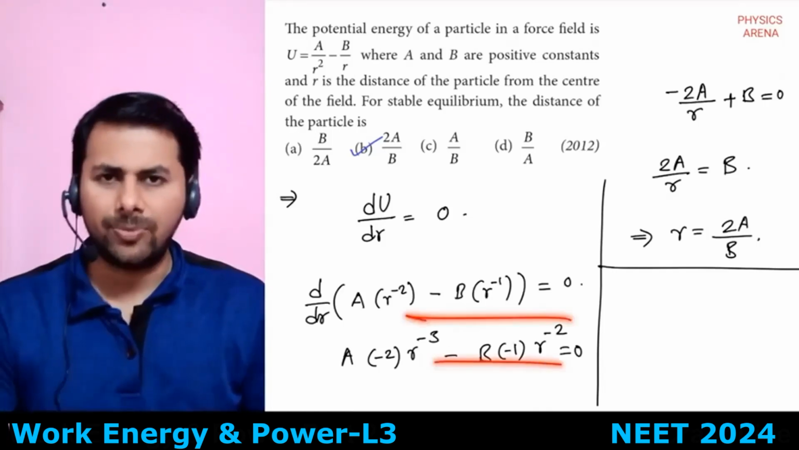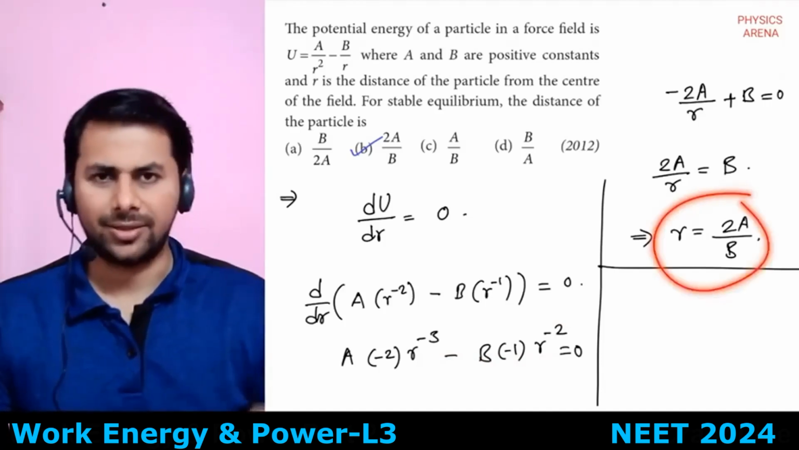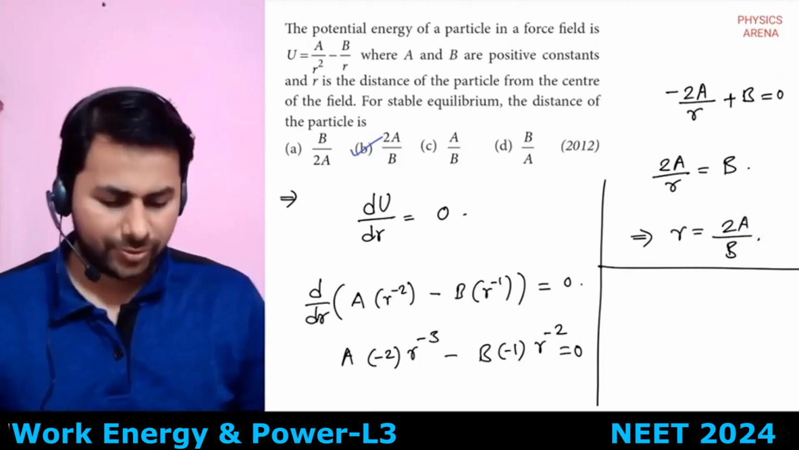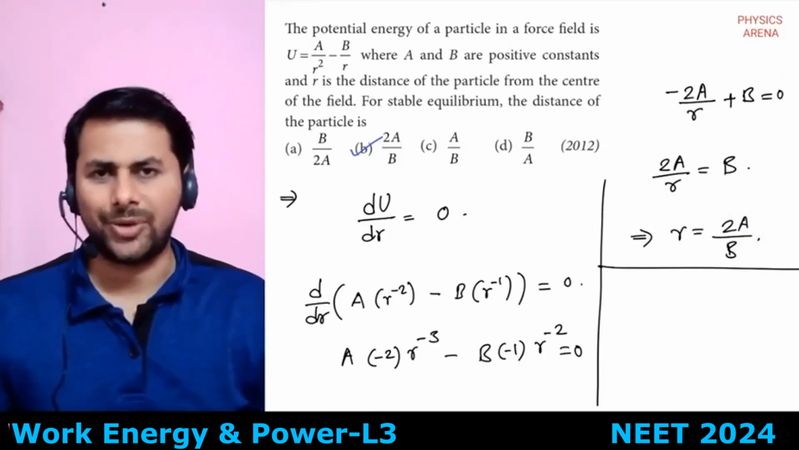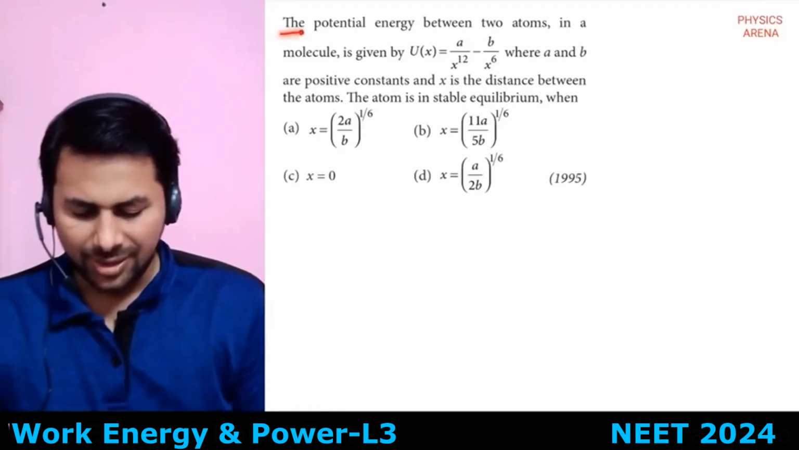Here we have only one point where the derivative becomes 0. That's why that is the answer directly, and most of the time it will be like this, but we should know what to do if there are 2 points or 3 points. Okay, let's see the next question.